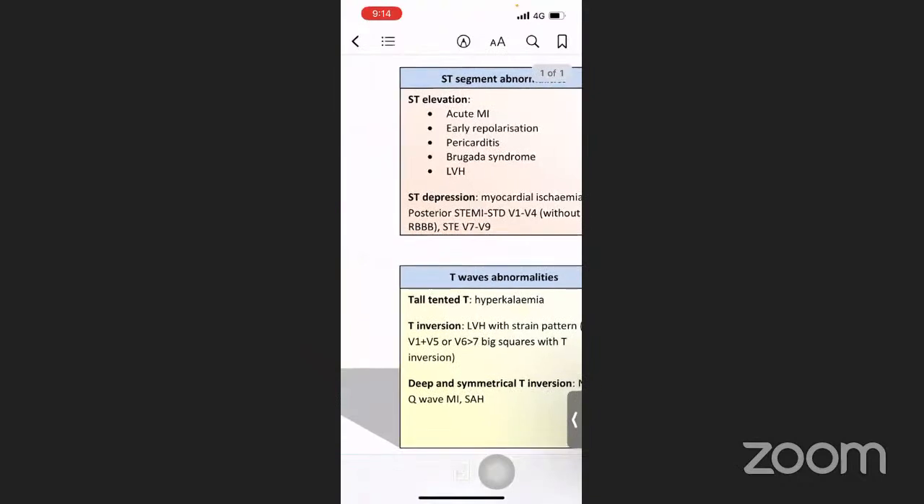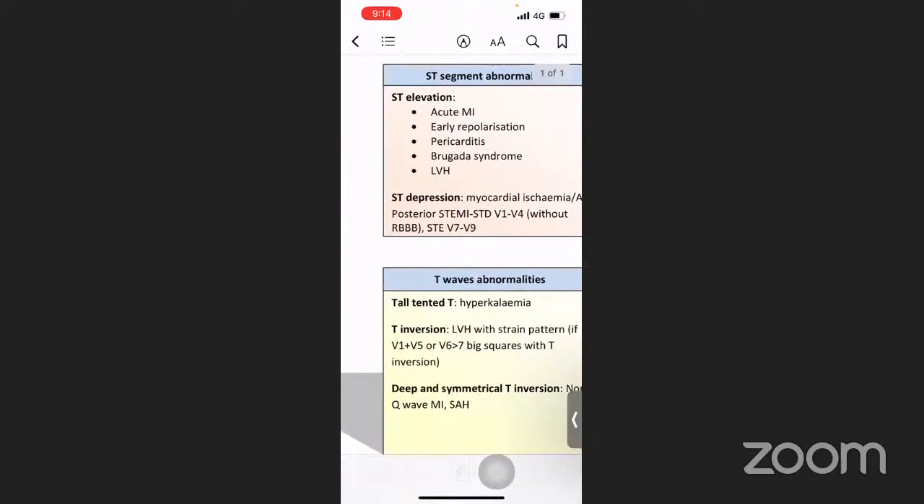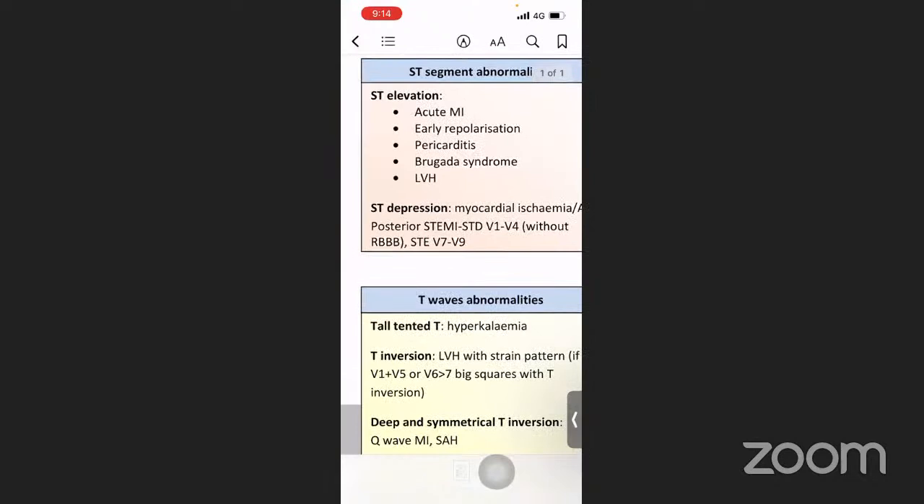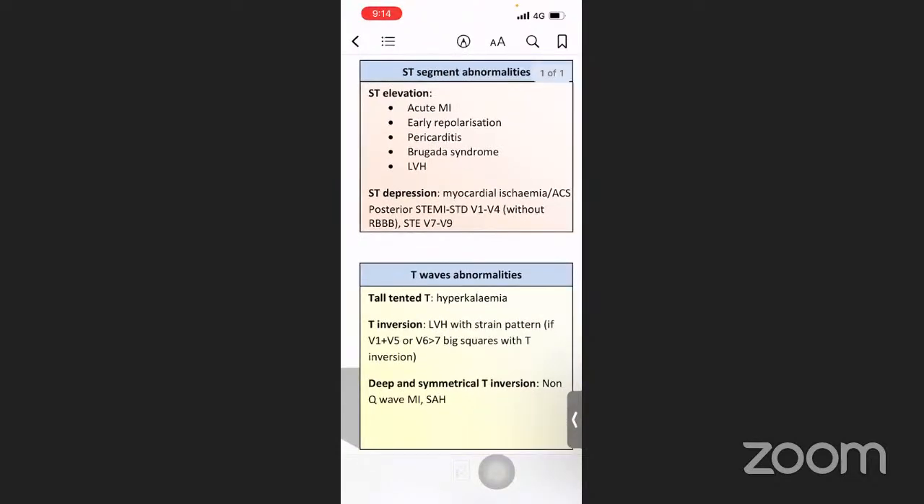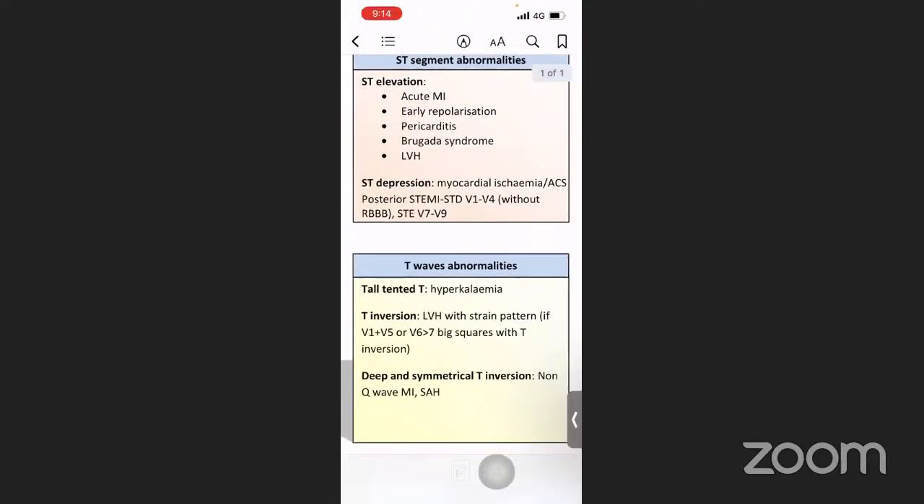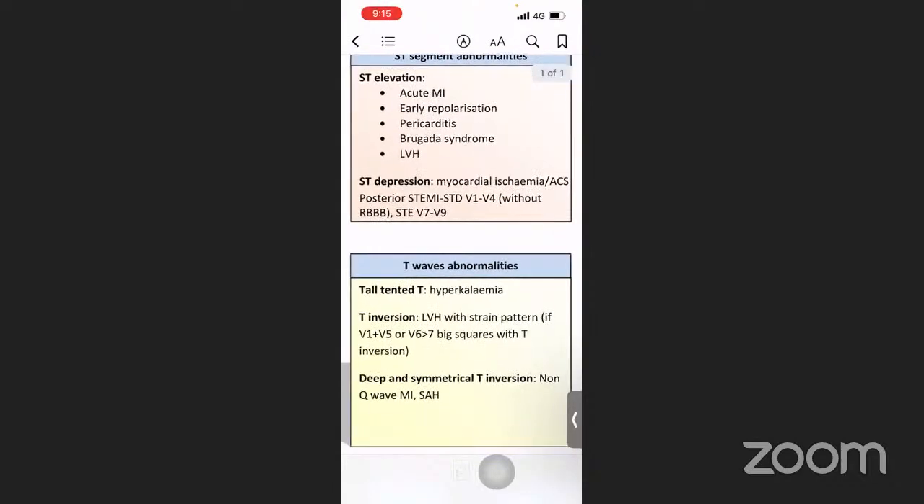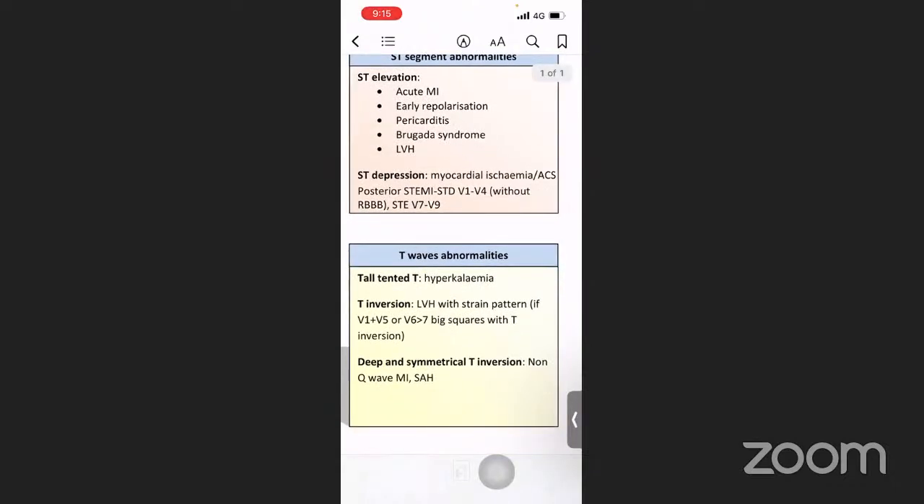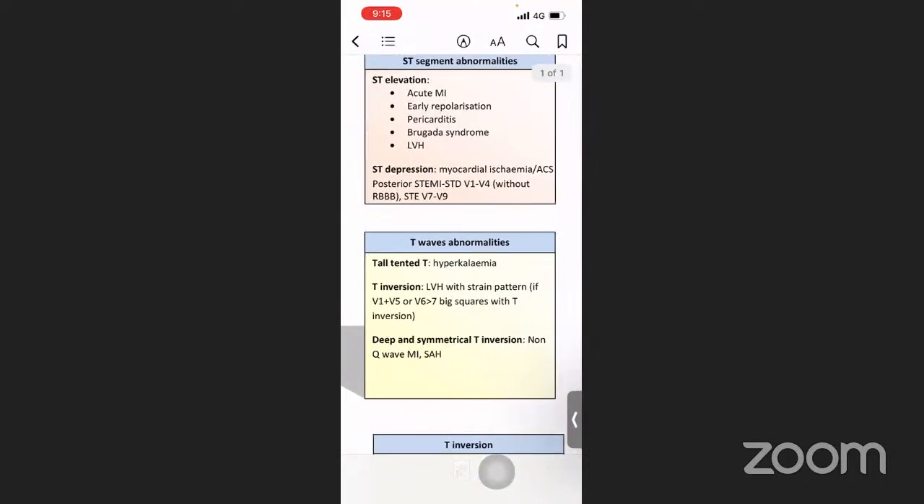For ST segment abnormality, there is ST elevation in acute MI, so then you look at the location of the ST elevation, whether it is in the inferior leads like 2, 3, aVF, or in the septal leads V3, V4, or in the lateral leads V5, V6. ST elevation also can happen in pericarditis and Brugada syndrome. ST depression can happen in myocardial ischemia. And then reciprocal changes: if there are MI changes, then the opposite leads will show ST depression.